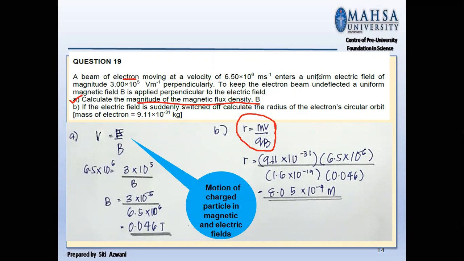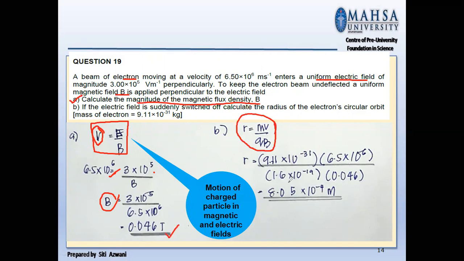When you apply both the uniform electric field E and the uniform magnetic field B, this is under the topic of motion of a charged particle in magnetic and electric fields. Since your charged particle moves in a straight line without deflection, the velocity of your charged particle equals E divided by B. So you want to calculate B. Substitute the value of E and the velocity of your charged particle to calculate the value of B.